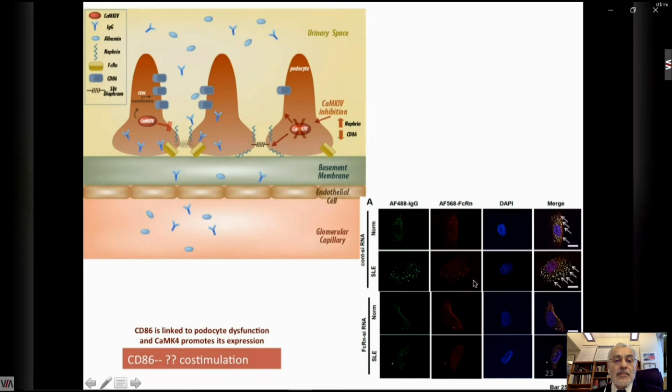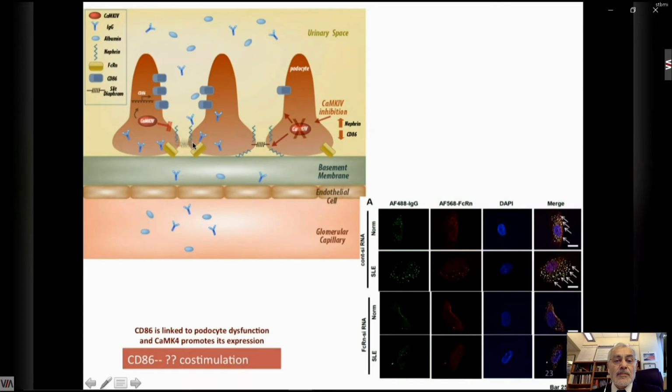There is a cartoon that was prepared by the editors of Arthritis and Rheumatology, where we published this study. You can see here immunoglobulin in the capillary, going through the basement membrane, the endothelial cell, the basement membrane, and entering the feet of the podocyte through the FcRn receptor. As soon as that happens, CAMK4 increases.